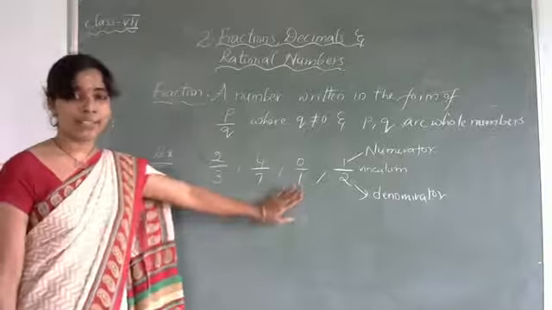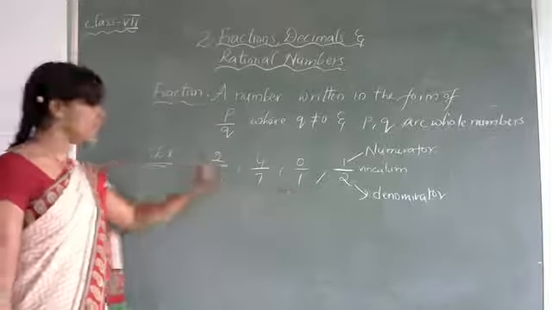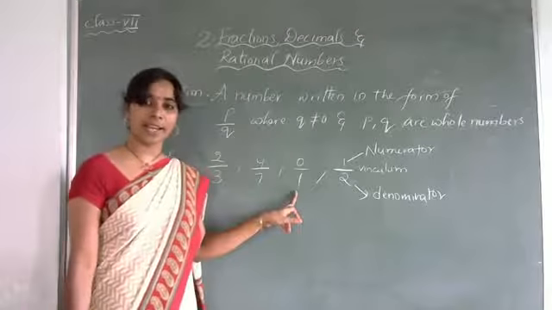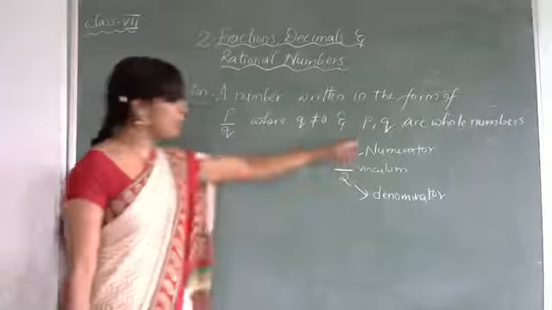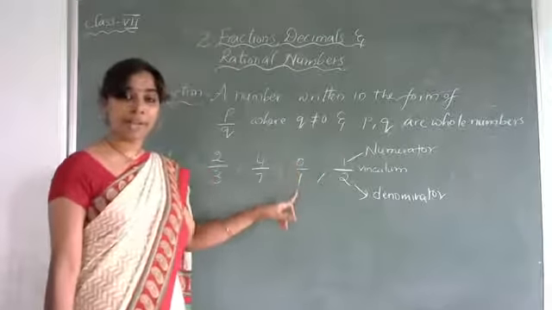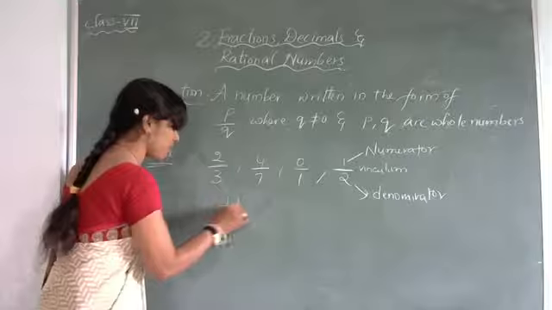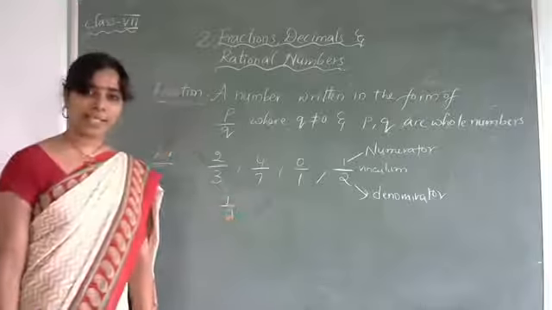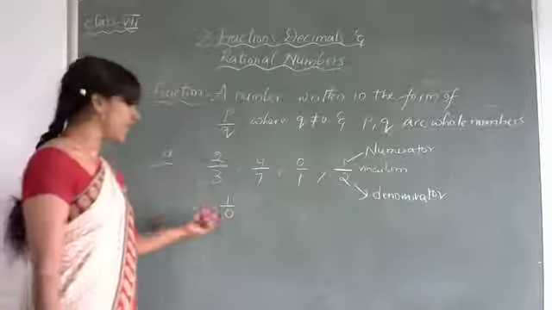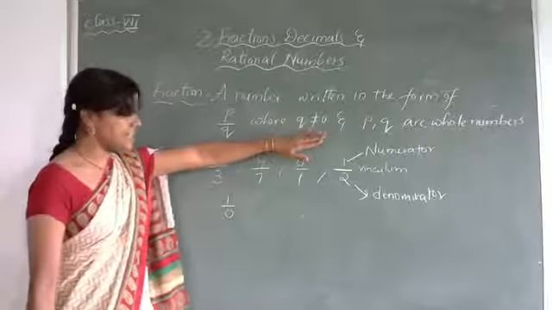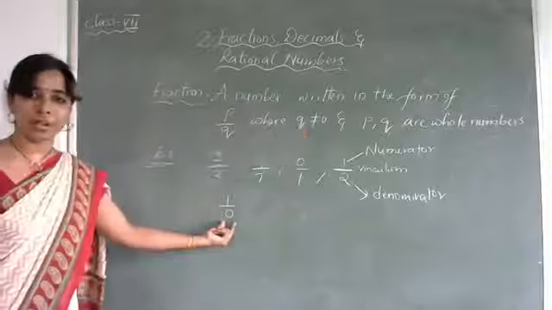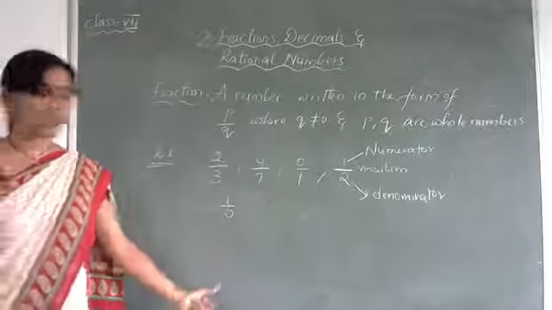Up to here you learned in 6th class, children. So 2 by 3, 4 by 7 and 0 by 1. This is also a fraction. Why? I already told you, p, q are whole numbers. Here 0 is a whole number, no? But if I write like this, 1 by 0, is this a fraction, children? No, we can't define this as a fraction because the condition is already there: q should not be 0. That means the denominator should not become 0. This is not a fraction.